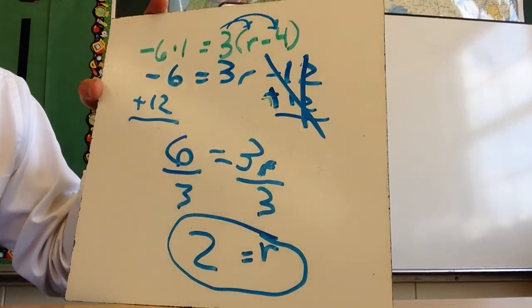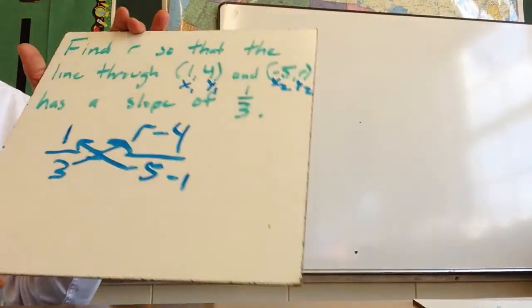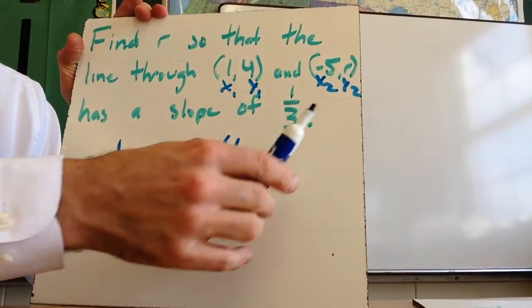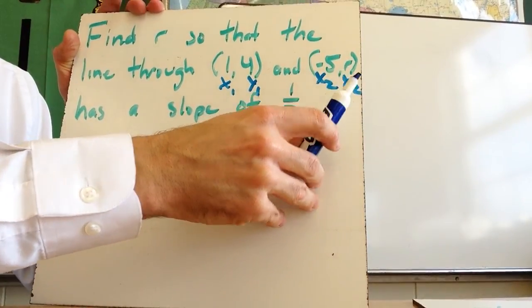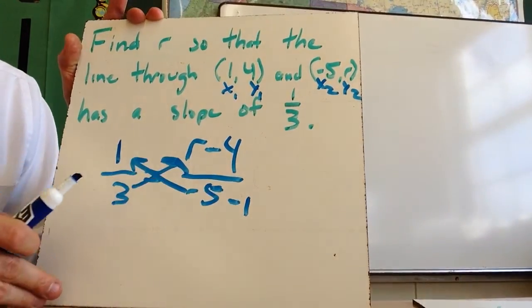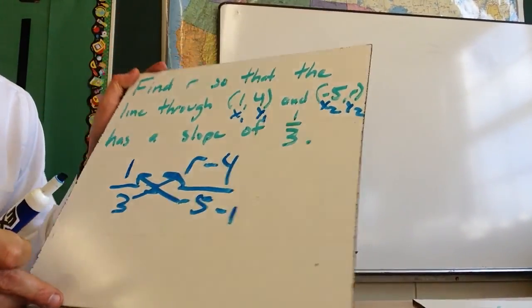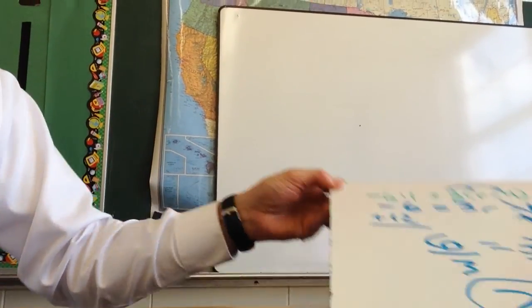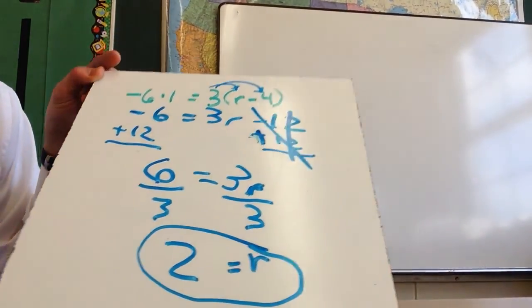Now keep in mind, let's come back to the original problem. What that's saying is that this number here would need to be a 2 in order to make the slope of this line 1/3. We did all that work to get ourselves to here. All right, that's all I've got for you from section 3.3.